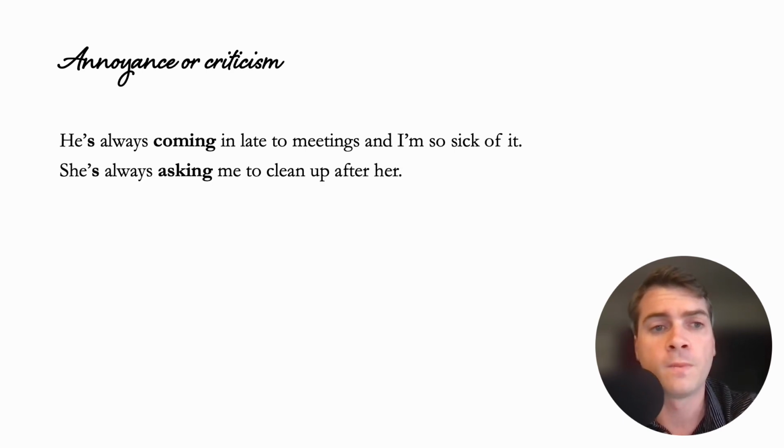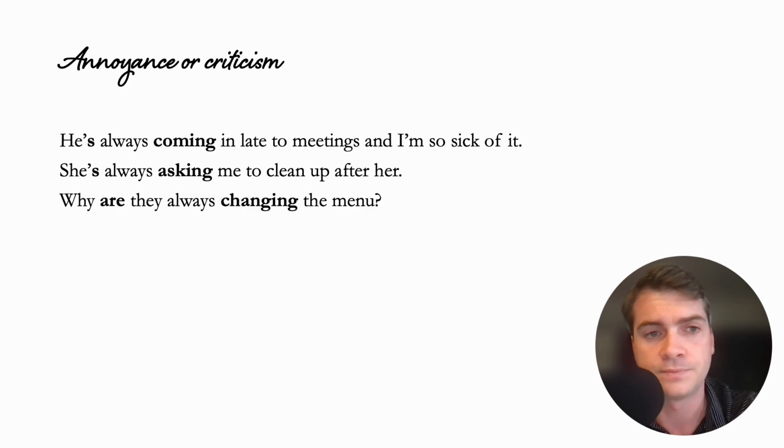So another example, she's always asking me to clean up after her. She's always asking me this, right? And that's how you're going to hear people say it, in this annoyed way, like, she's always asking me this. So again, it kind of breaks the rule of the present simple, but it's to show this extra annoyance, right? That this really bothers us.